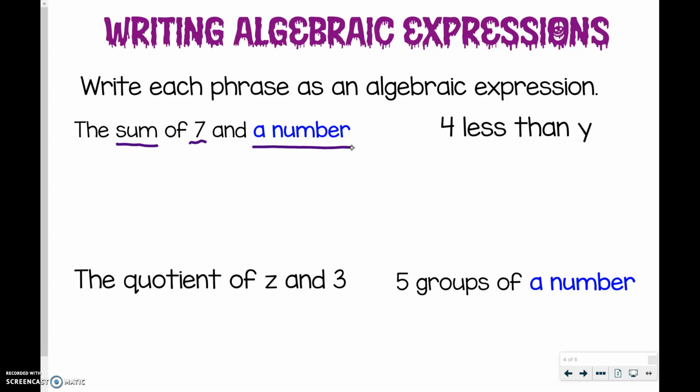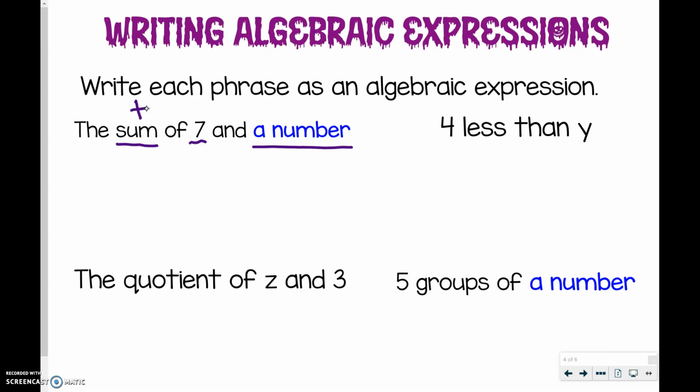But I know that sum means addition, okay? And if it helps you to write out the symbols above it, you can. That's up to you. But I know sum means addition, so I'm going to be adding. So what am I going to be adding? Well, let's read the rest of the phrase. We have 7 and a number.